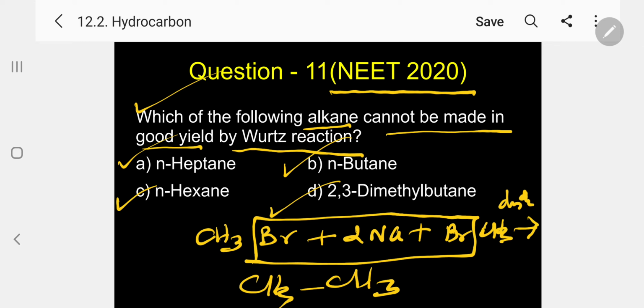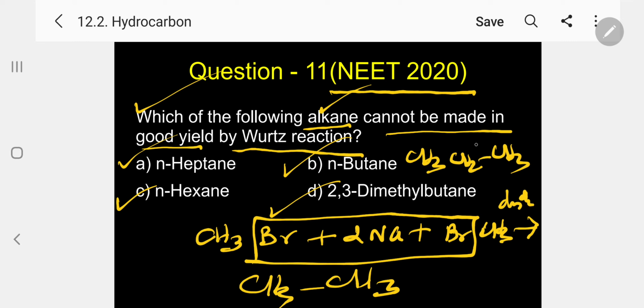Wurtz reaction is normally used to prepare a saturated hydrocarbon, that is an alkane, containing an even number of carbon atoms. For an odd number, it is not suitable. Let me explain why it is not suitable for odd numbers. So this is 1, so it is a double carbon atom. Suppose I want to prepare propane, an odd number. So what do I have to take?